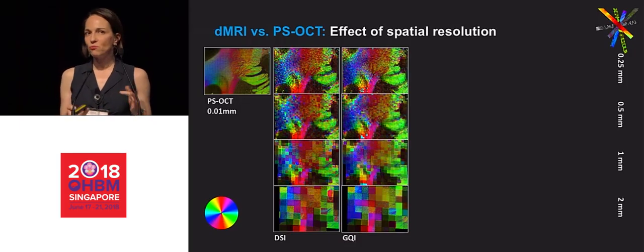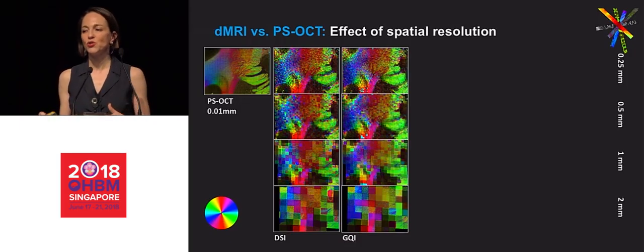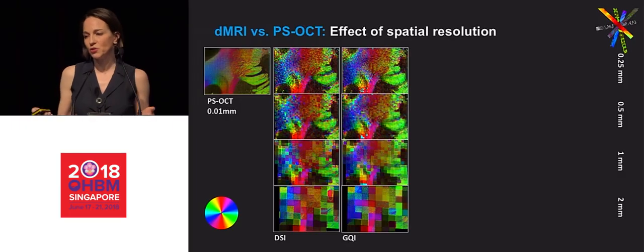And things remain reasonable down to a resolution of 1 millimeter, more or less, and then somewhere between 1 and 2 millimeters is where things really break down. And this suggests that 1 millimeter resolution could be a reasonable and potentially feasible in vivo target to go after in the next few years.